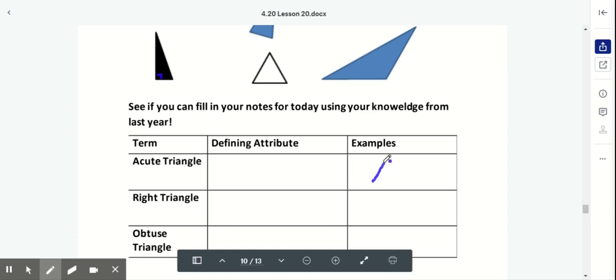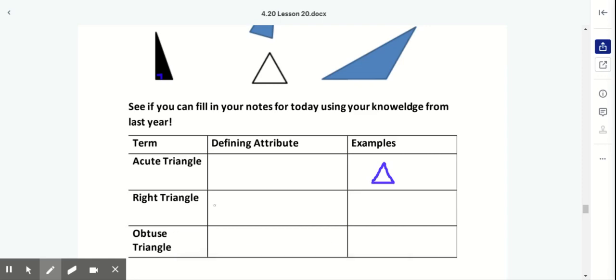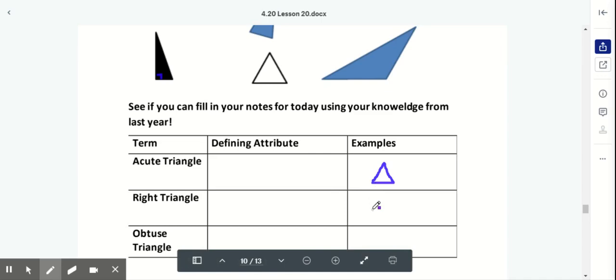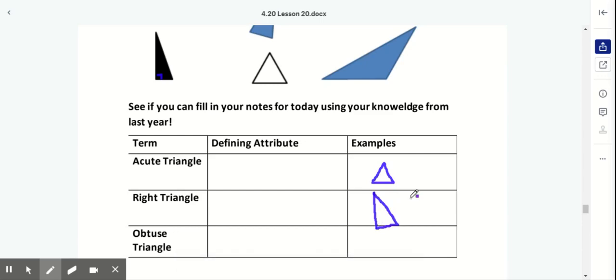An example of that is a triangle that looks like this. A right triangle is a triangle containing two acute angles and one right angle. An example of that would look like this. Again, make sure this is written in your notes.